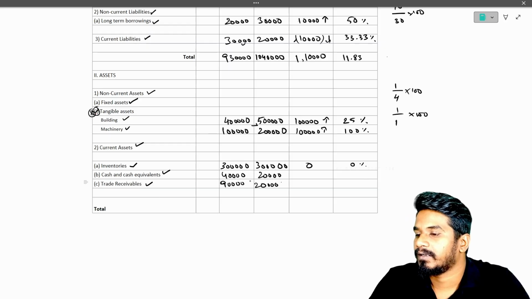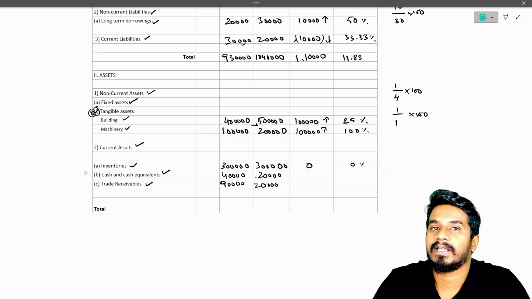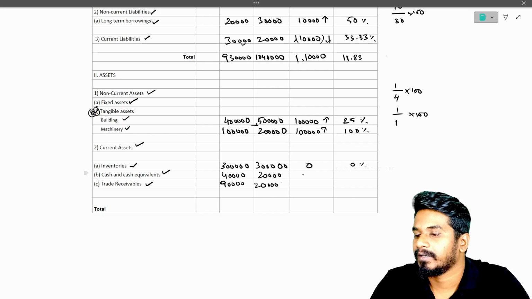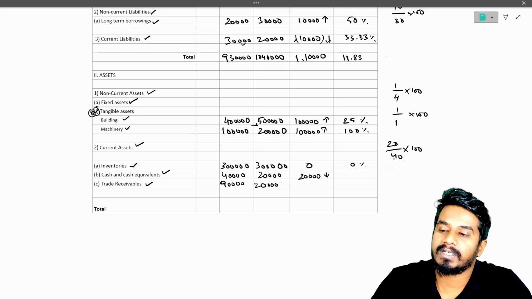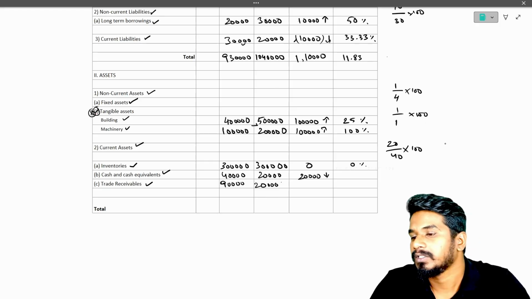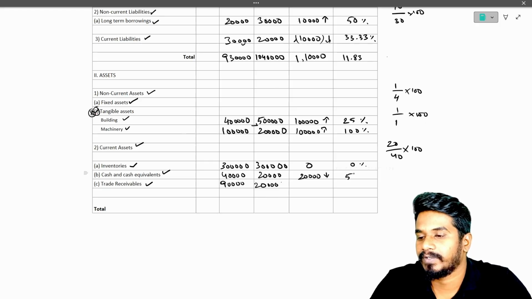Cash and cash equivalent. It was 40,000, but it decreased to 20,000, right? So 20,000 is the change, which is decreased. And what is the percentage? 20,000 divided by 40,000 into 100. So what will be the percentage? Obviously, 50 percentage is the change.